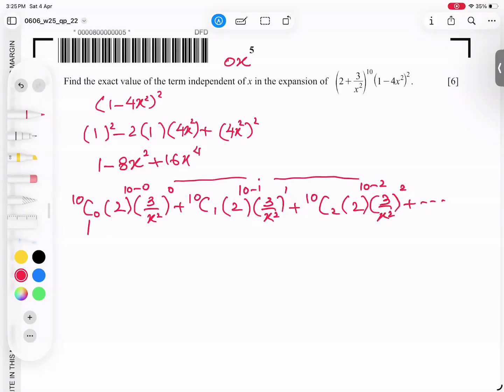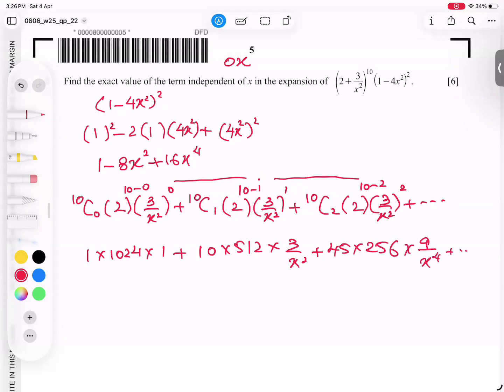10C0 is 1. 2 to the power 10 is 1024. And something to the power 0 is 1. 10C1 is 10. This is 2 to the power 9. 2 to the power 9 is 512 into 3 over x squared. And 10C2 is 45. And 2 to the power 8. 2 to the power 8 is 256. And 9 over x to the power 4.